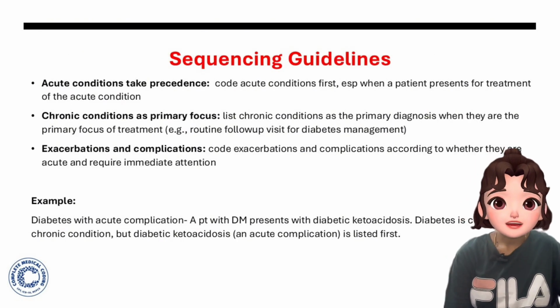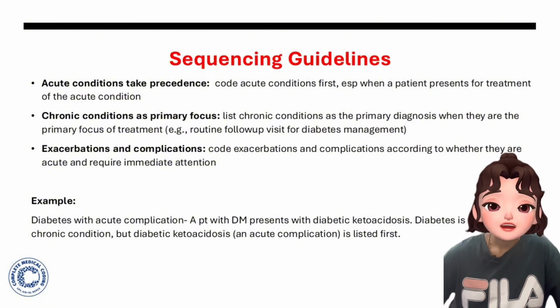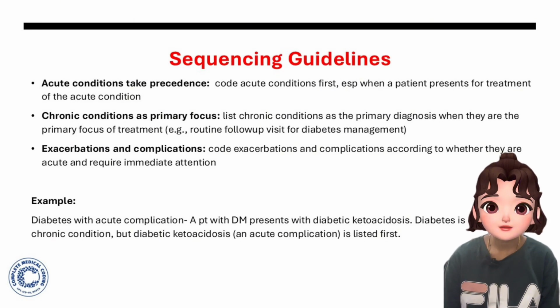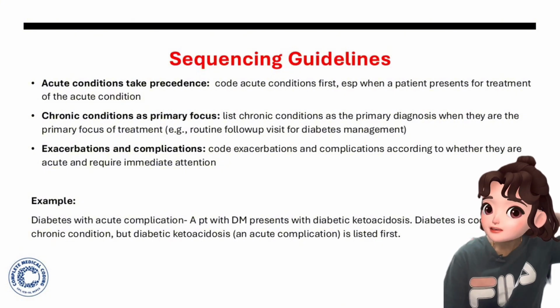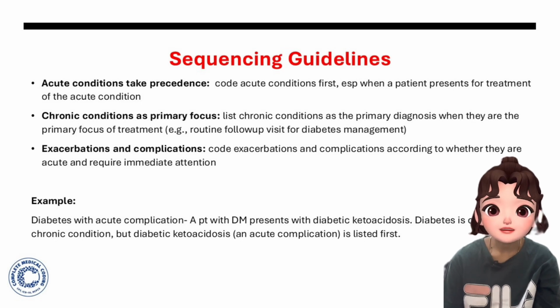Now, let's see the sequencing guidelines. Acute conditions take precedence. So, what are the sequencing guidelines? Which conditions are to be coded first, whether acute or chronic? Okay, that's what we are going to discuss here. So, here acute conditions take precedence. Code acute conditions first, especially when a patient presents for treatment of the acute condition. So, if a patient is in the hospital, in the physician's room to treat some acute condition, you have to code the acute condition first.